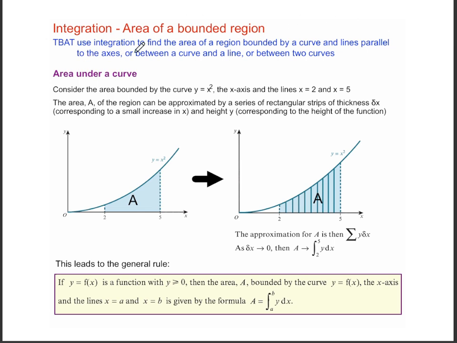Next up, we go to integration, where we are looking at the area of a bounded region. So firstly, consider the area bounded by the curve y equals x squared, the x-axis, and the lines x equals 2 and x equals 5. So the area in between all these lines that we have stated here.